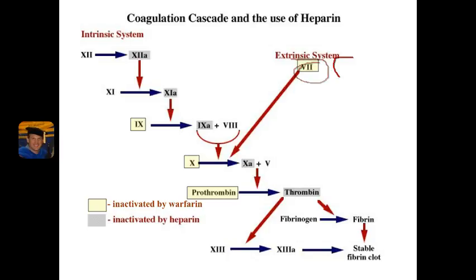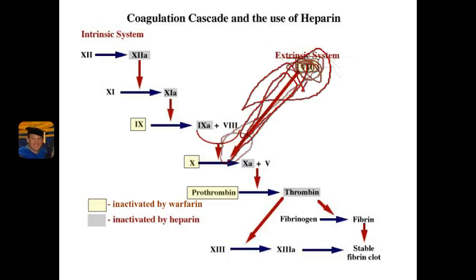So tissue factor gets together with factor 7, and that is going to convert factor 10 into factor 10A. By inhibiting the production of factor 7, you directly inhibit this entire pathway. That's why warfarin is called an extrinsic pathway inhibitor.